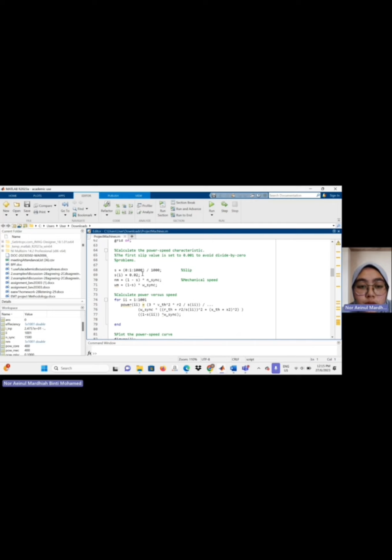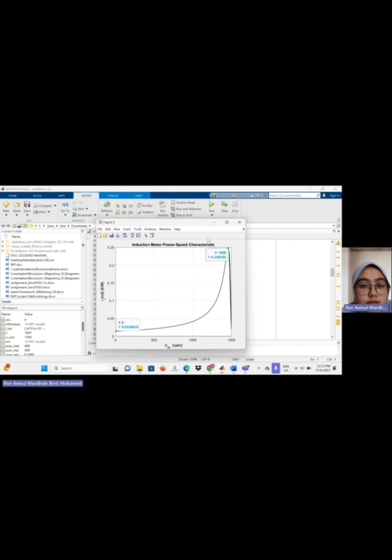Okay, next, to plot the graph of power speed characteristic, it is the same as the torque speed characteristic. We use the slip 0.02. And this is the first slip. We need to set it to 0.001 to avoid division by 0. So the graph for induction motor power speed characteristic. So this is the starting point and the maximum point.